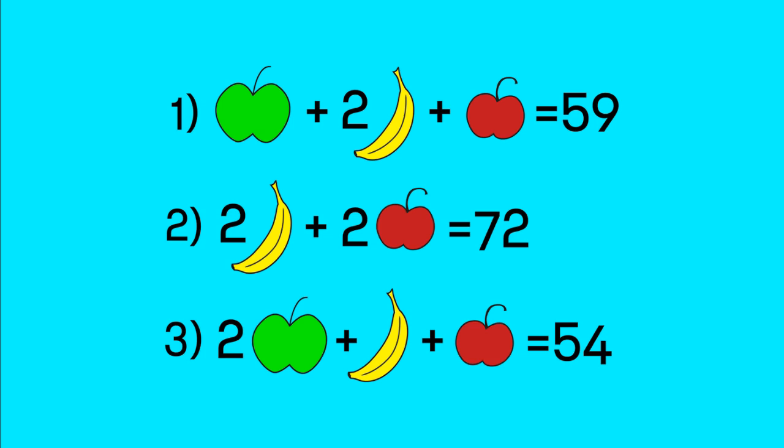And you can put those values back into the 3 equations just to confirm that the answers are correct. So in the top equation, apple plus 2 bananas plus cherry equals 59. That's going to be 9 plus 28 plus 22. That does equal 59. In the second equation, we'll have 28 plus 44 equals 72. And in the final equation, we will have 18 plus 14 plus 22 equals 54.